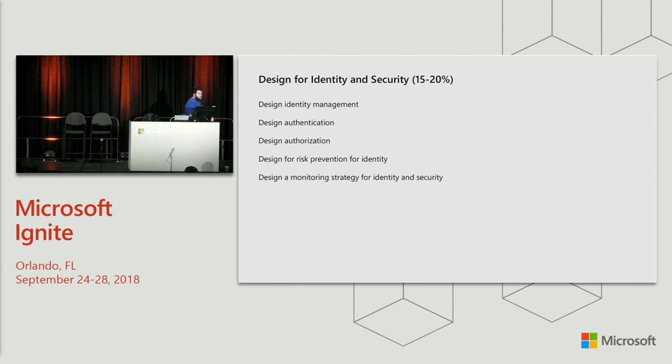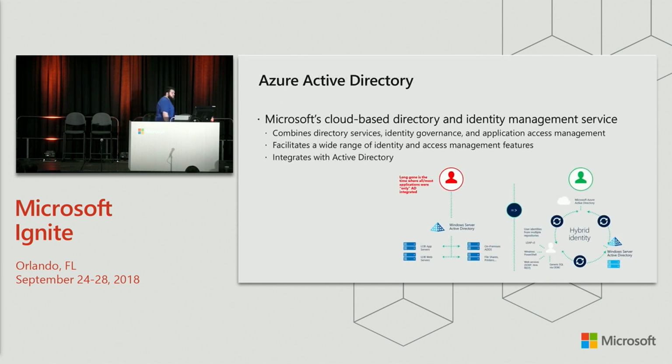When we talk about designing for identity and security, what are the topics that we need to be aware of from a design perspective? We need to be able to manage identities. We need to determine how users are going to authenticate to an app or a resource or something we've deployed. We have to figure out if they're authorized, so not only are they who they say they are when they log in, but once we've authenticated them, what do they have permission to? And then what are our risks associated with that? How can we mitigate risks? And then what is the monitoring strategy once we have all of that deployed?